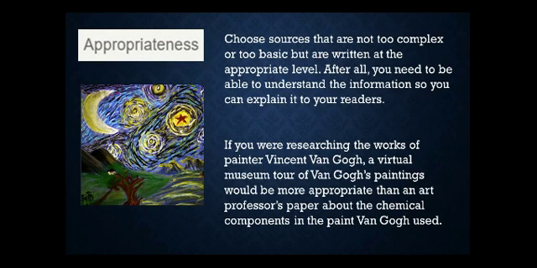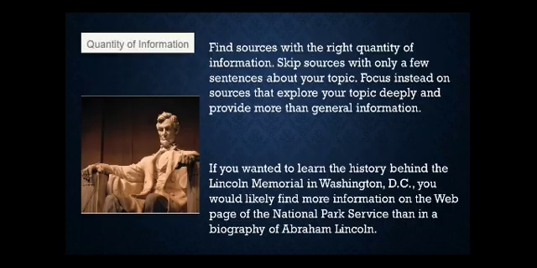Appropriateness. Choose sources that are not too complex or too basic, but are written at the appropriate level. After all, you need to be able to understand the information so you can explain it to your readers. If you were researching the works of painter Vincent van Gogh, a virtual museum tour of Van Gogh's paintings would be more appropriate than an art professor's paper about the chemical components in the paint Van Gogh used.